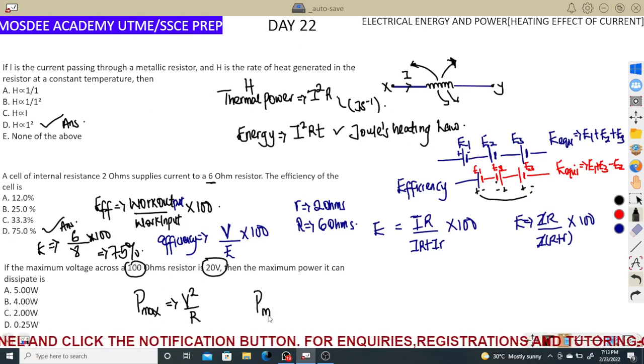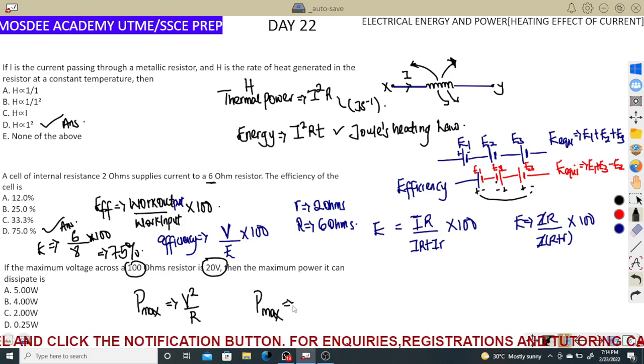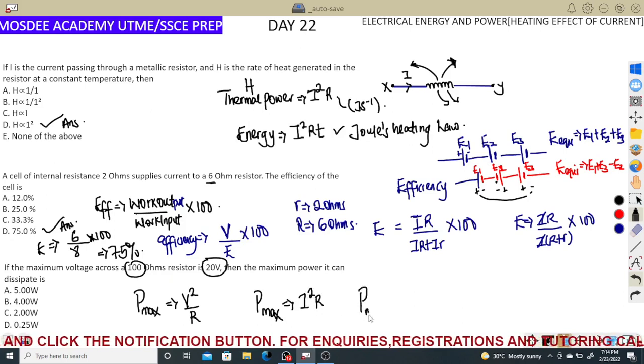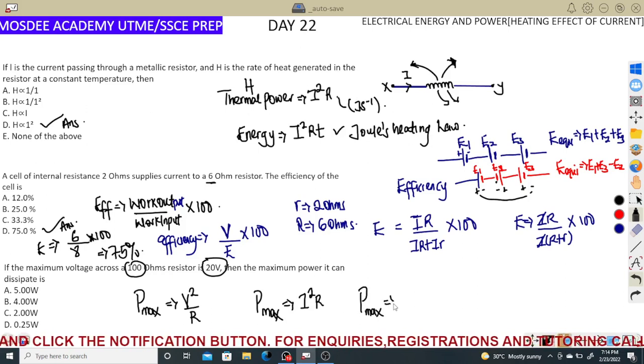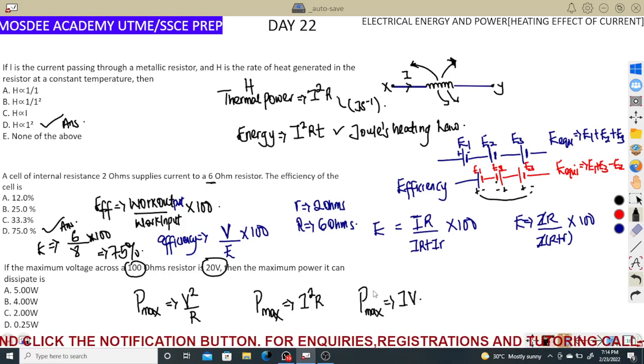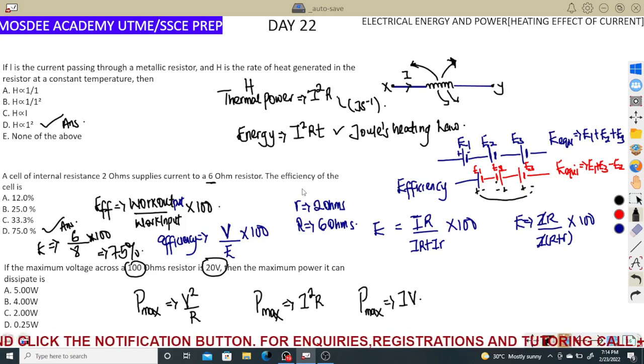Power can also be maximum. We can use the law of energy dissipation. I don't need to prove anything, no time. Power can also be maximum when power is equal to I squared R. It can also be maximum when power is equal to current times voltage, we call it IV. But the condition might change when the cell is connected to internal resistance and a variable resistor. I'm not going into that now.